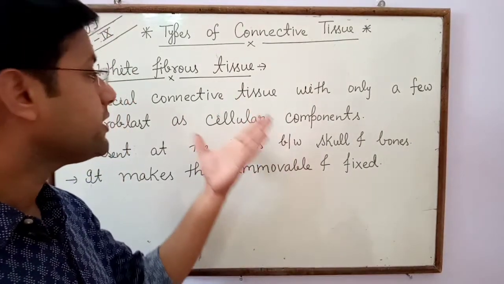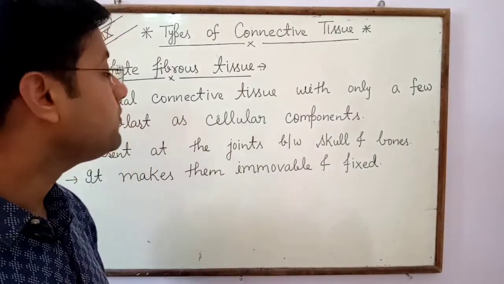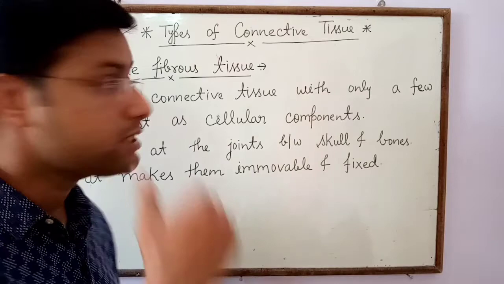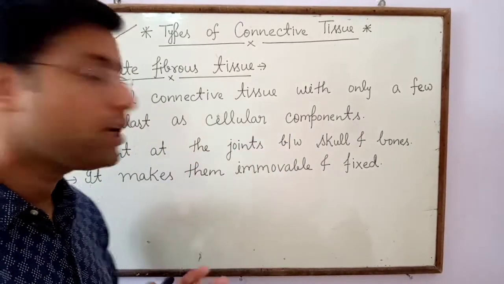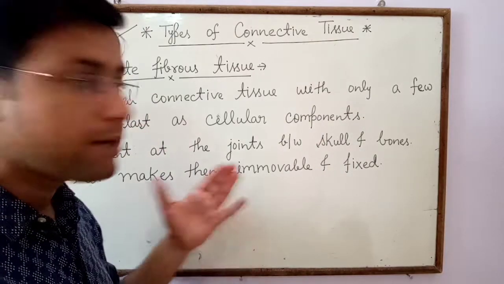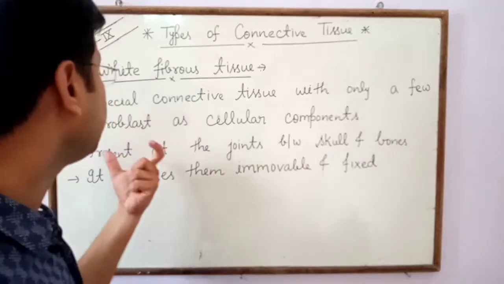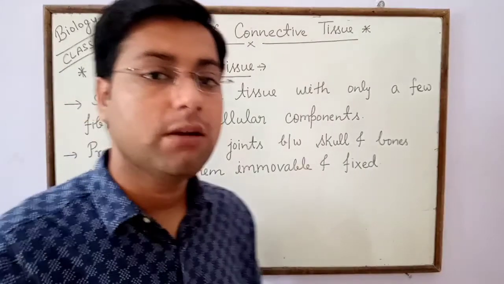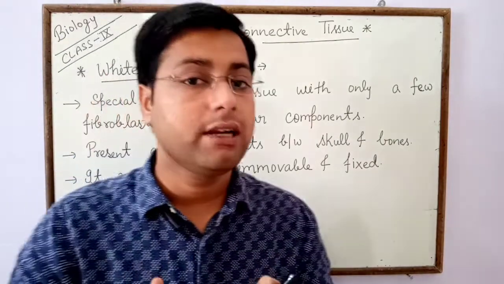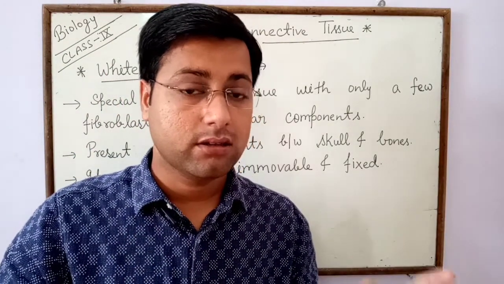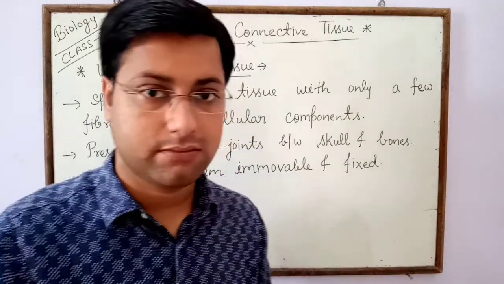It is a type of special connective tissue with only a few fibroblasts as cellular components. It means that in white fibrous tissue, fibroblasts are present as the cellular components. It is commonly present between the skull bones, and helps keep them immovable and fixed.